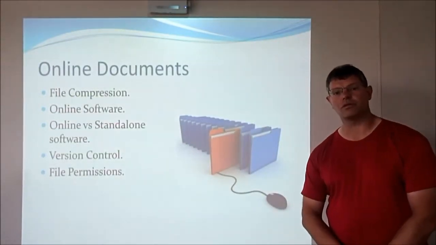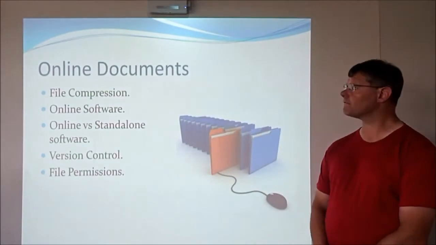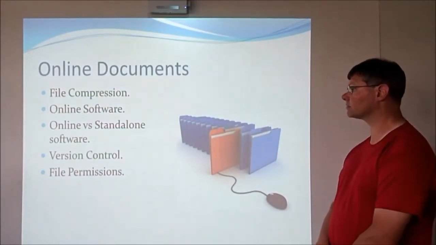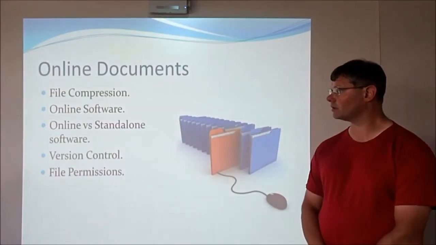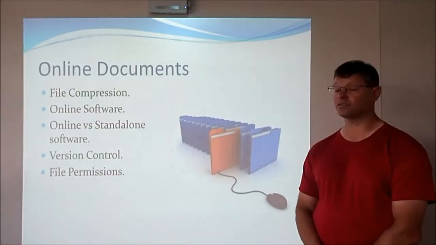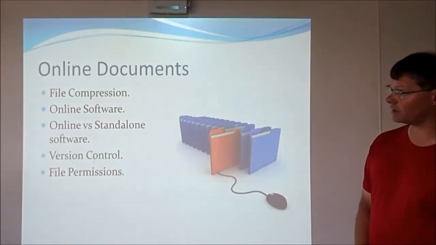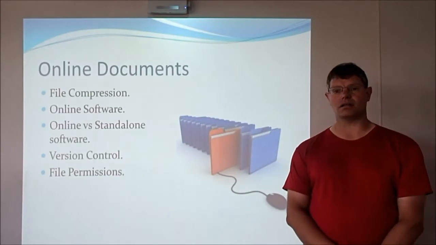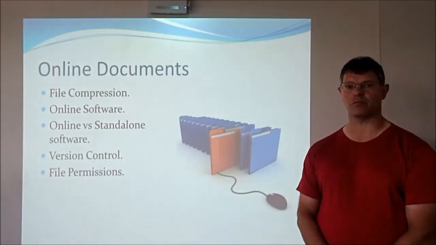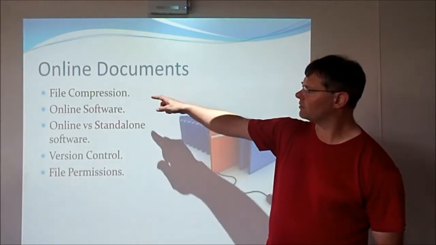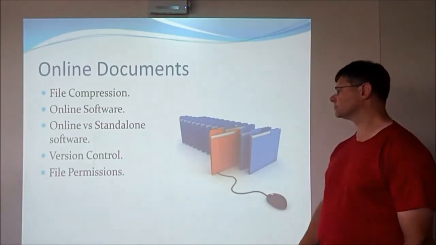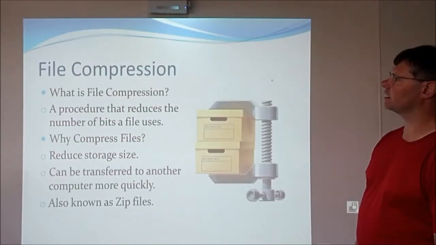Online documents. So the things that we need to talk about are file compression, why we use it, how it happens, how it works. We need to talk about online software and what's good about it. We need to talk about online software versus standalone software. We need to talk about setting version control on files, and we need to be doing some stuff about file permissions as well. Now, file compression is going to take a little while, the rest of them fairly quick. So let's make a start and get on with file compression.